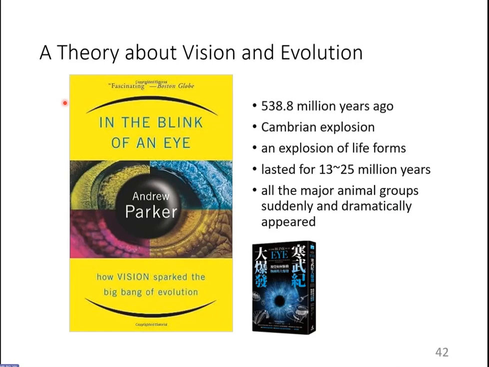So the theory elegantly explains why 538 million years ago there was a species explosion. According to the fossil evidence, this sounds correct, because after this period we found animals that have eyes. And once they have eyes, they can move faster to their prey or escape from their predators. So this is very interesting. If you find it interesting, you can read it by yourself.